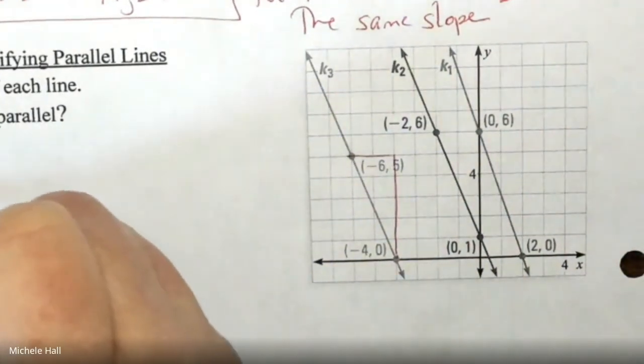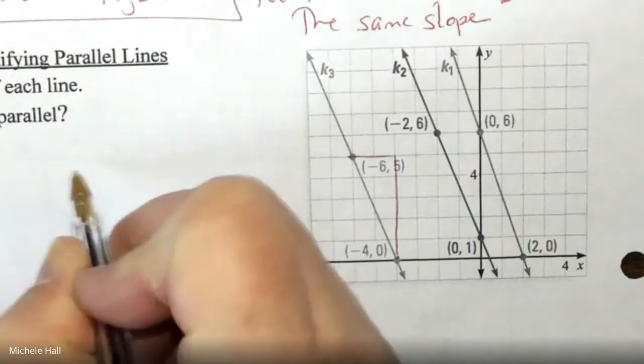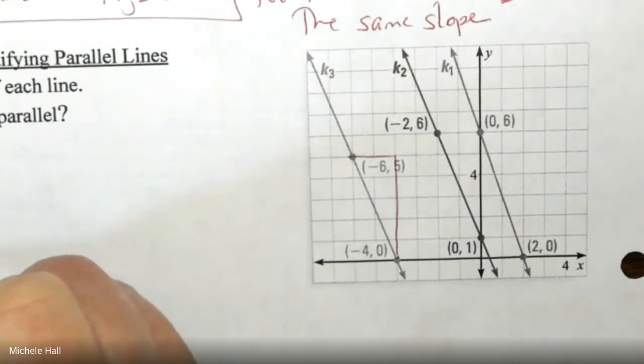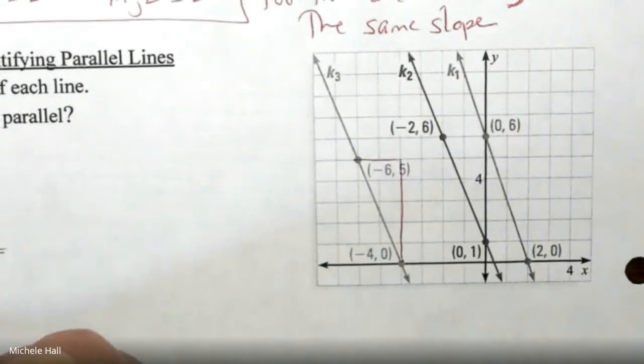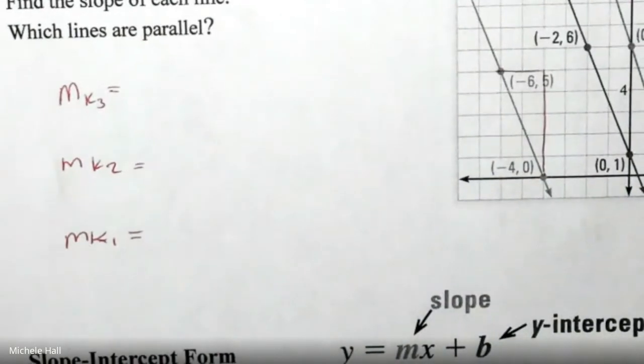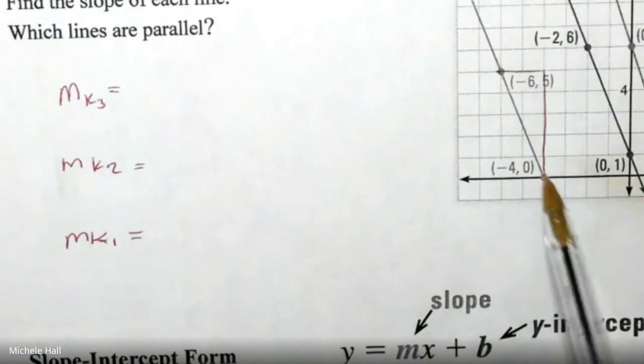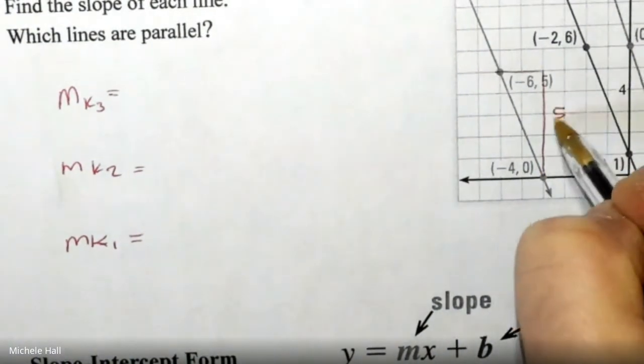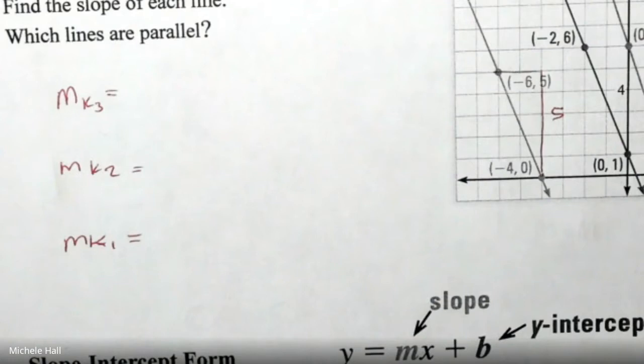We got the slope of K3. We got the slope of K2. And we need the slope of K1. 3 different slopes that we need to find. Brandon, what's the slope of this line right here? And then what?